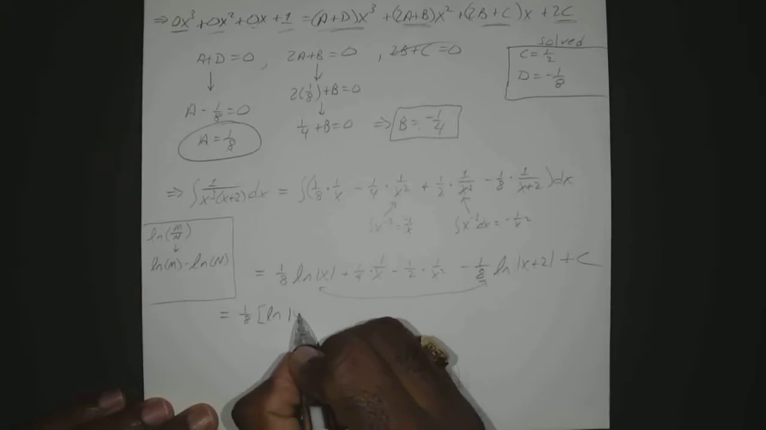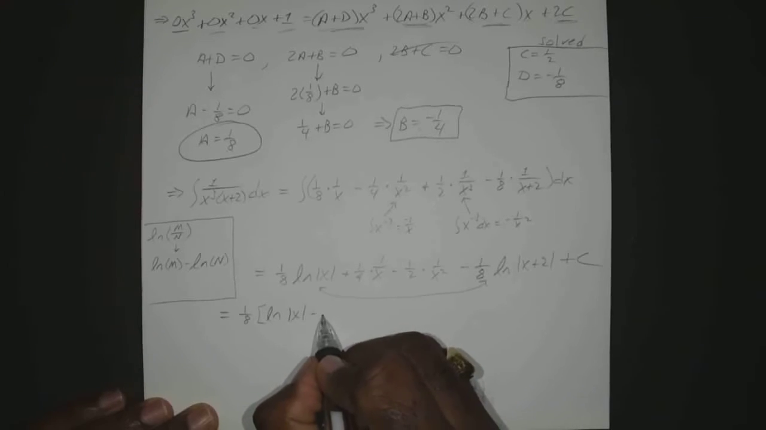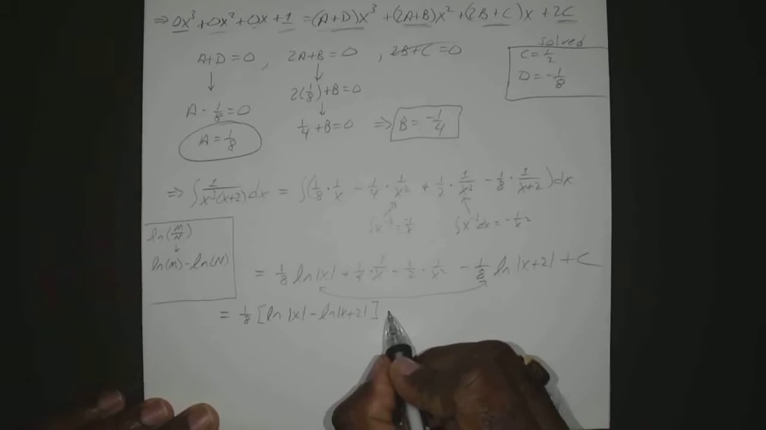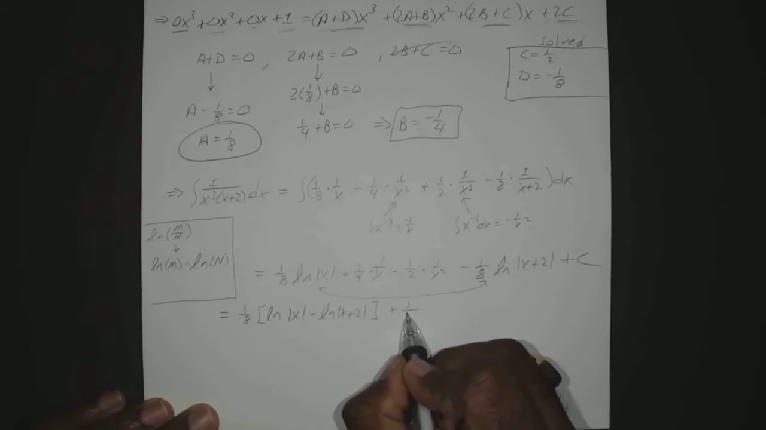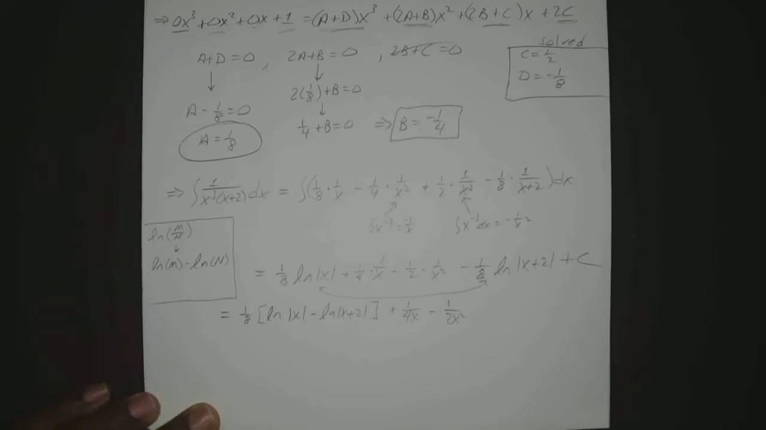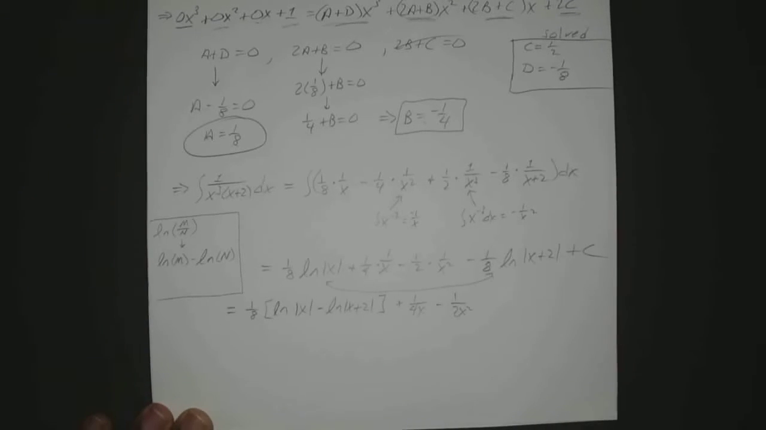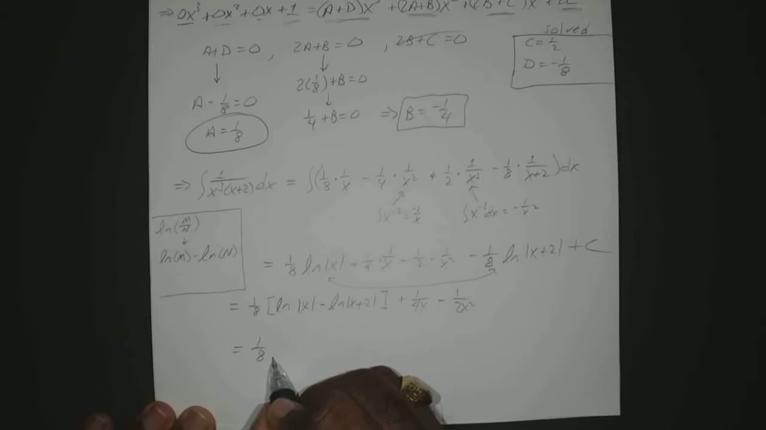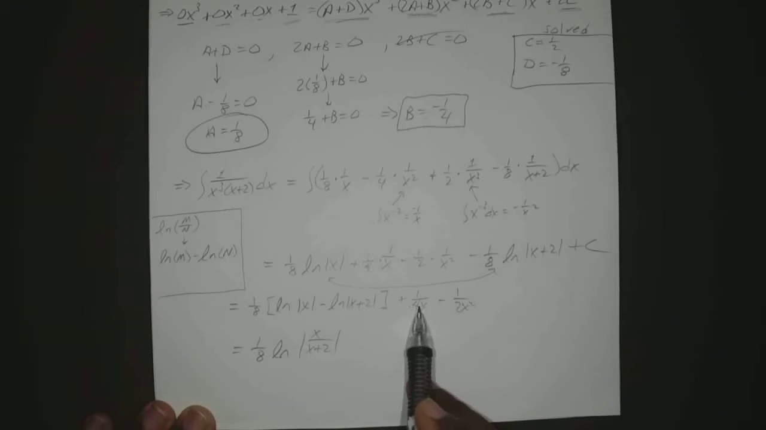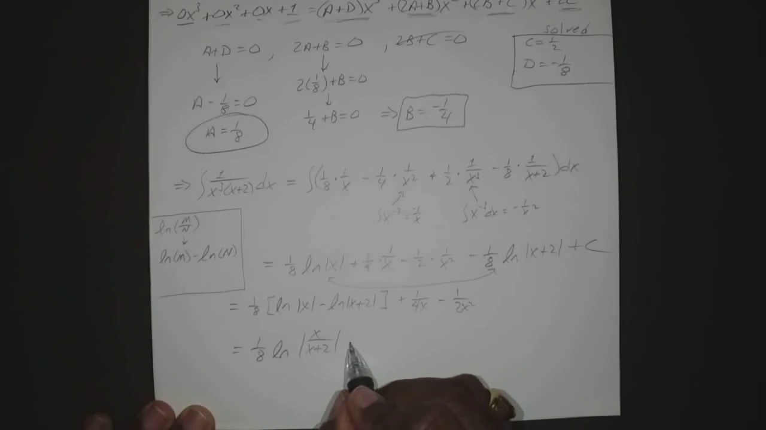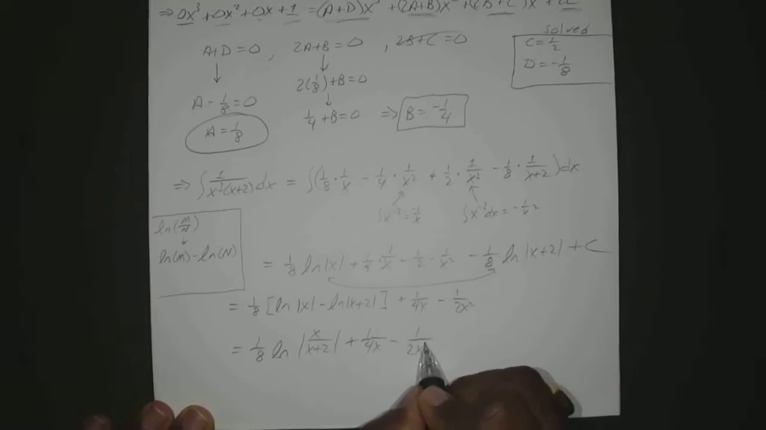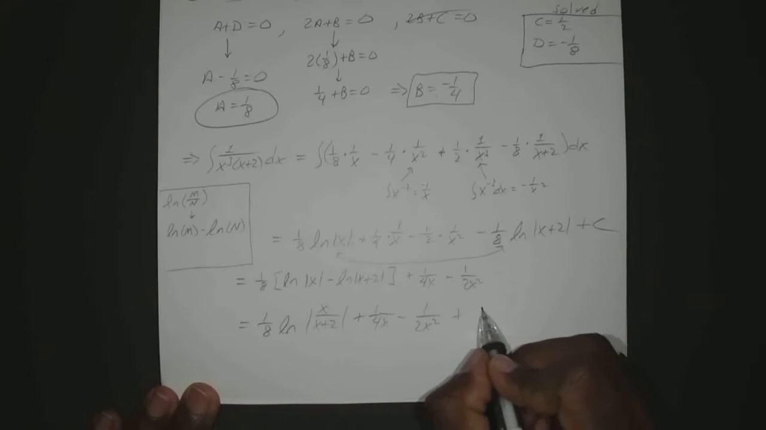All right, so you have natural log of x minus natural log of x plus 2, plus, I guess you could say 1 over 4x if you want to, minus 1 over 2x squared. So we can just combine those two together. So that would be 1/8 natural log of x over x plus 2. And if you wanted to factor out 1/2, you could. You don't have to. 1/4x minus 1 over 2x squared plus C.